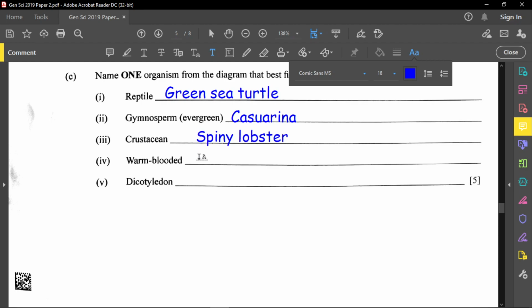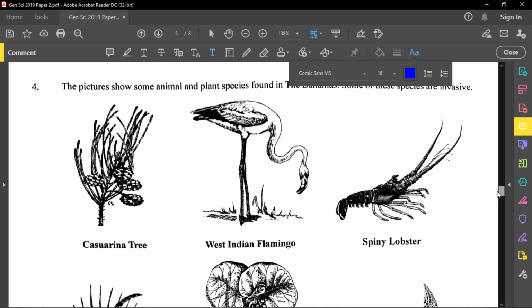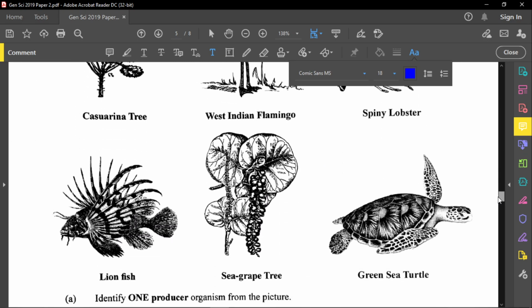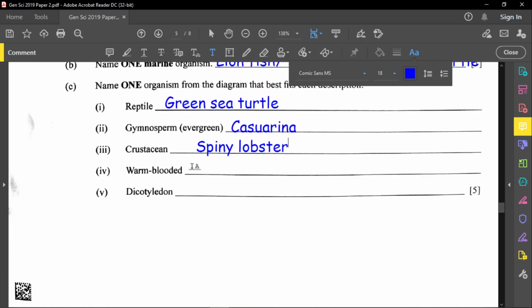All right, warm-blooded. A warm-blooded organism can only be mammals and birds. And so the warm-blooded organism is the West Indian flamingo. It's the only bird shown. And remember, warm-blooded is only mammals and birds. So like us, we are warm-blooded, and all birds, chicken, pigeon, they are warm-blooded. So here is the West Indian flamingo.